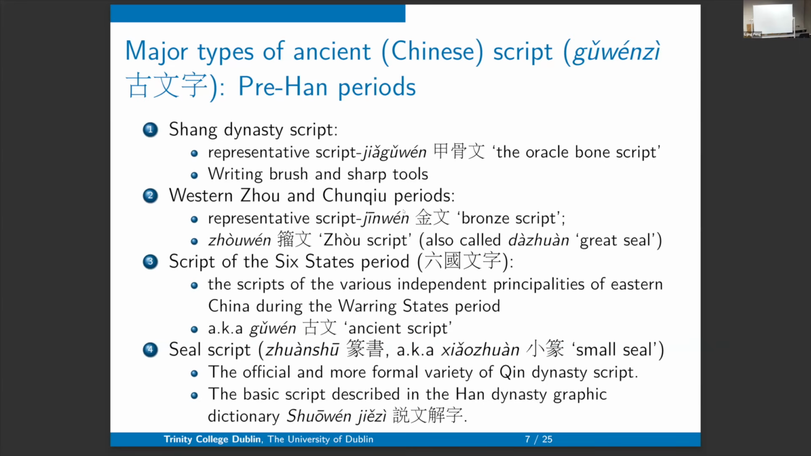So we distinguish these different periods or different styles of script: oracle bones, and then bronze, and then the Warring States script, so-called ancient script, and then the seal script. And the seal script is particularly important because, what does it even mean, the seal script? I would say, like we say Middle Chinese is whatever is in the Qieyun, seal script is whatever is in the Shuowen.